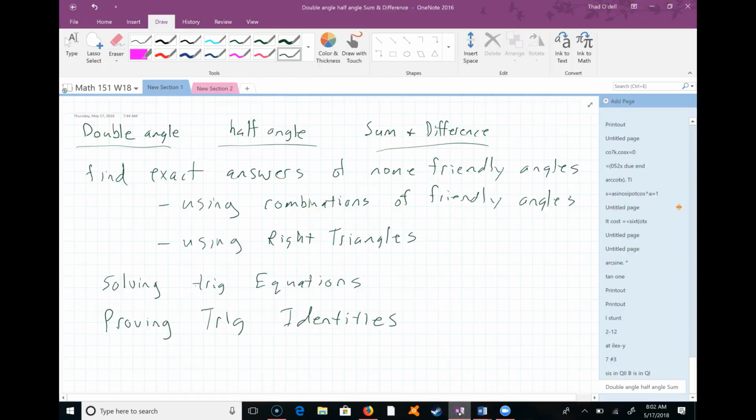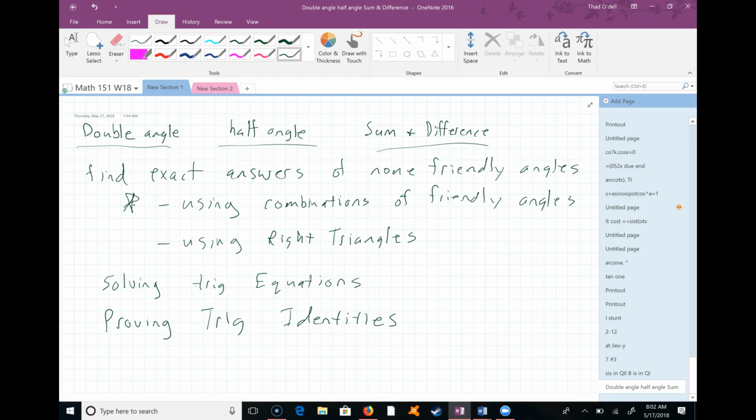Okay, so let's go back here. What do we do with these double angle, half angle identities? They're useful in a lot of different ways, but in this class one way is we're going to find exact answers of non-friendly angles using combinations of friendly angles or using right triangles. Those are two different types of problems. Then you're also going to use these identities to solve trig equations, and you can also use them to prove trig identities, the things we've been working on most recently. I'm going to give some examples on this video. I don't know how long it goes, so I might just do this first one and then come back and do another video for the other one.